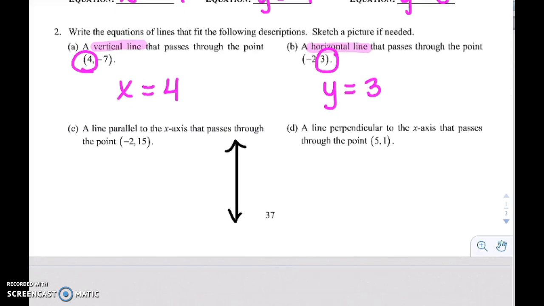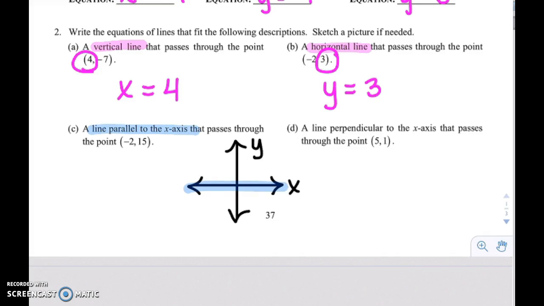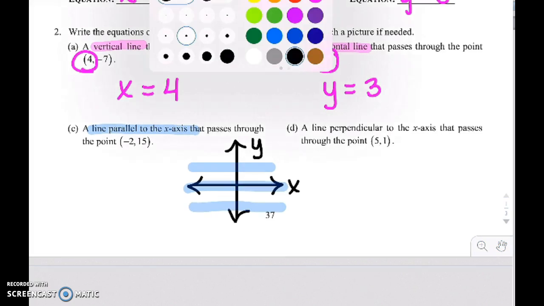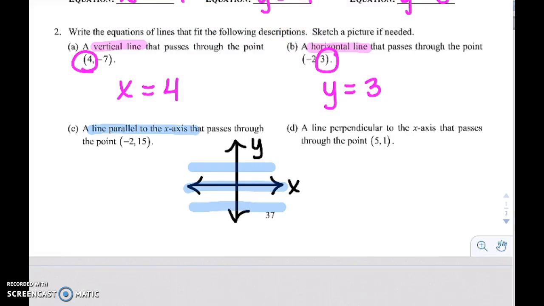So I'm going to sketch myself a quick little XY axis here. All right, and C, I'm going to do this one in blue. C is describing a line parallel to the x-axis. Well, here's your x-axis. What kind of lines are parallel to that line? Other horizontal lines. So therefore, this is going to be a horizontal line, which would be y equals, and we grab the y value.